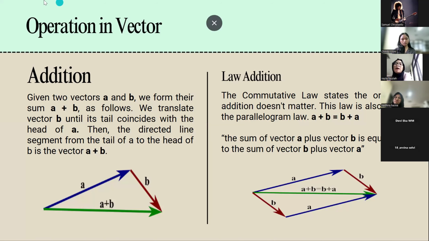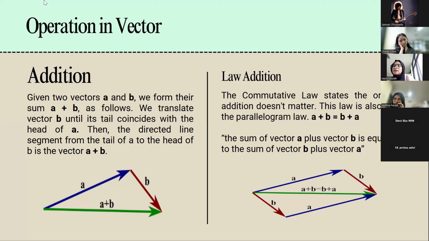Okay, the next is about the operations on vectors. The first one is addition. Given two vectors, vector A and B, we form their sum A plus B as follows. We translate vector B until its tail coincides with the head of A. Then the directed line segment from the tail of vector A to the head of vector B is the vector A plus B.